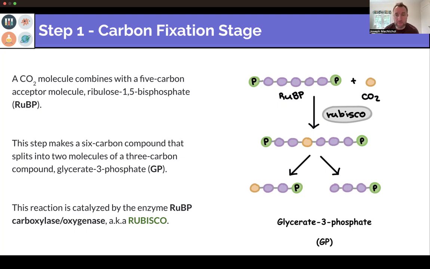The enzyme that's responsible for this is one of the most famous enzymes and the most ubiquitous enzyme on the planet, called Rubisco. Rubisco stands for RuBP carboxylase oxygenase because you're going to either be adding carbon dioxide onto an RuBP, which is the carboxylase function, or we're going to see later on it can actually add oxygen on as well, unfortunately, which is the oxygenase function.